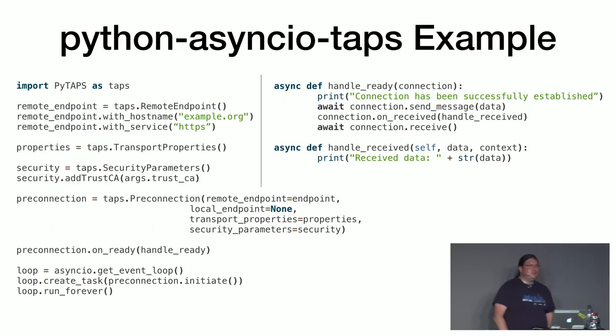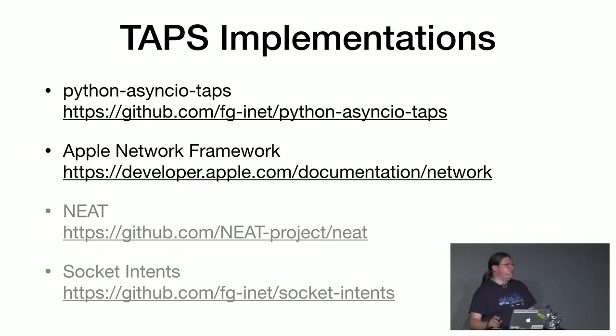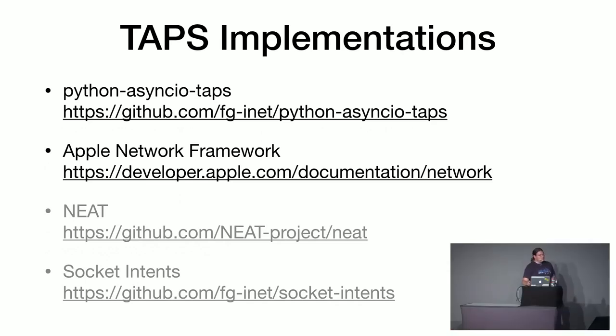We're not the only implementation at the moment. There is a much more complete one than our Python implementation, the Apple Network Framework, which is available since iOS 12 or 13, I guess. It was a beta in iOS 12, and it will now come in iOS 13 as the default network communication framework. And it's based on the ideas of TAPS.